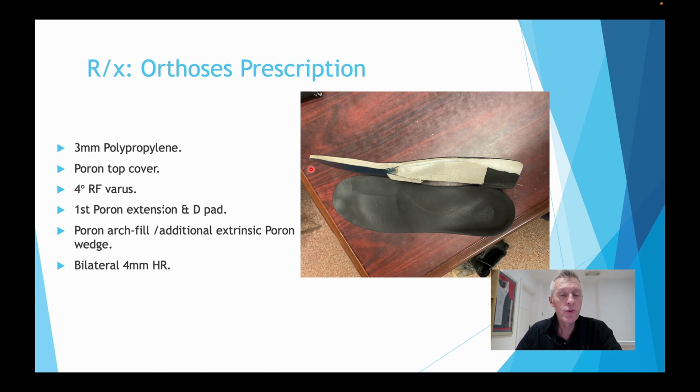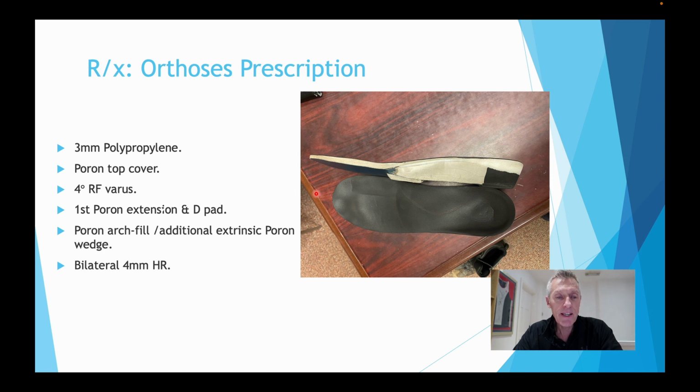I only used 4 degrees of rear foot varus because, again, if you try and put lots of control, because your first instinct will be to, right, I'm really going to control this foot, you would probably make him worse. And especially if you used a hard material like carbon fibre and a shiny top, all he would do is slide off it. He would have increased pronation moments because of the orthotic, and you would make him worse.